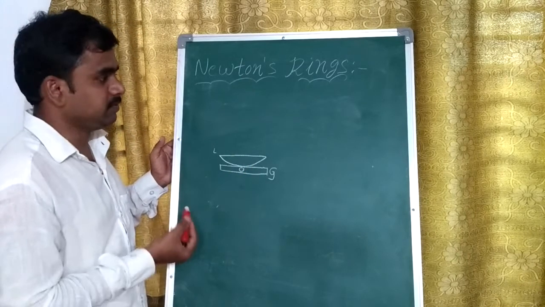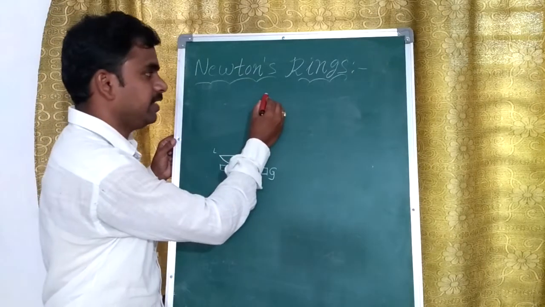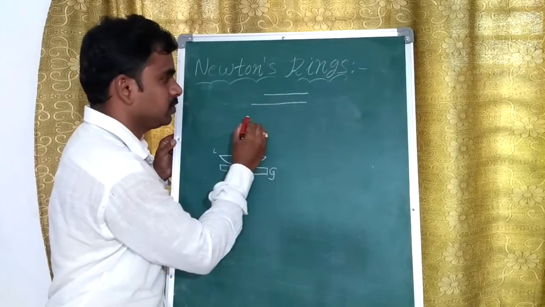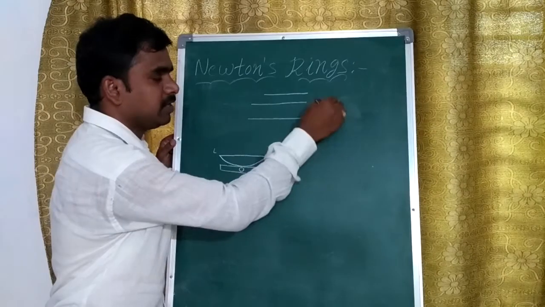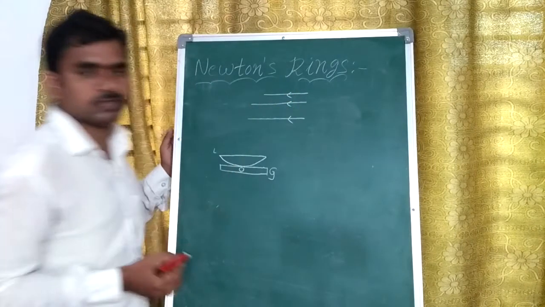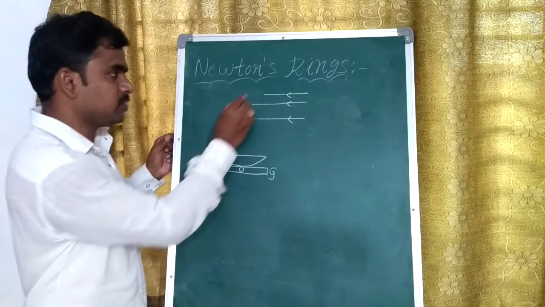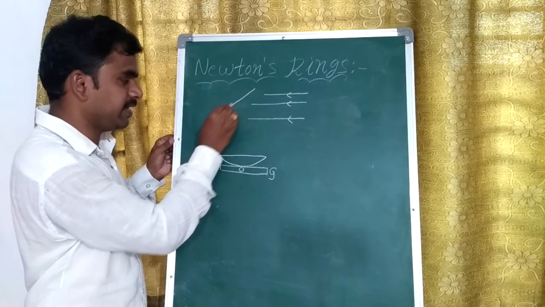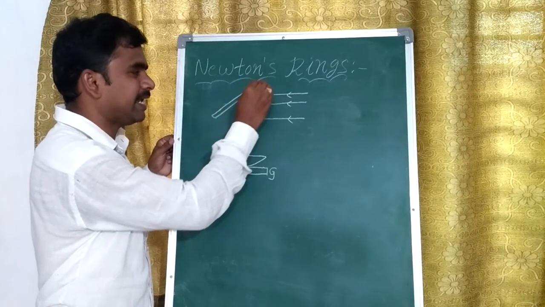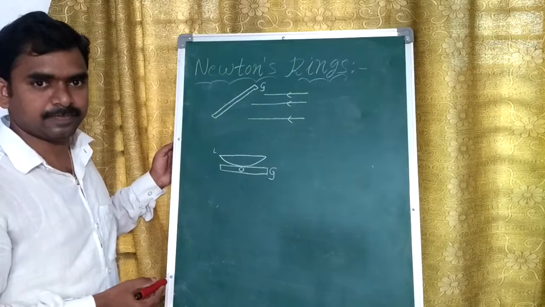Now our concept is how the interference pattern of this type exists. To study that, we have to consider a monochromatic source of light whose wavelength is lambda. These are the rays coming from the source. We place one glass plate inclined at a 45 degrees angle.